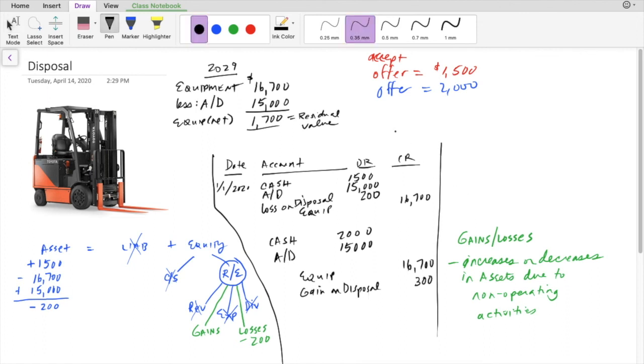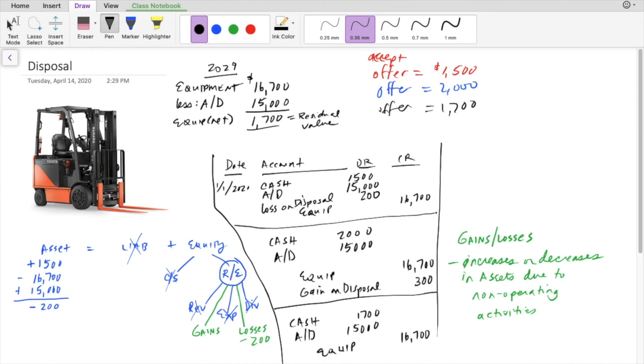Now, what would happen if we got an offer for $1,700? Well, then it would be fairly simple, right? We would get cash of $1,700. We would get rid of accumulated depreciation of $15,000. And we would record the equipment leaving of $16,700, right? There would not be a gain or a loss. But that's only going to happen if our estimate was correct in the first place.